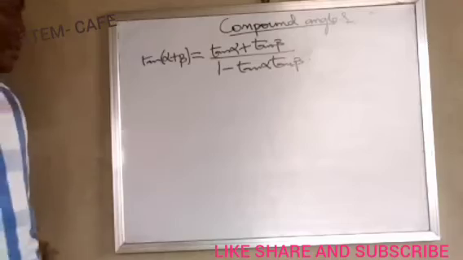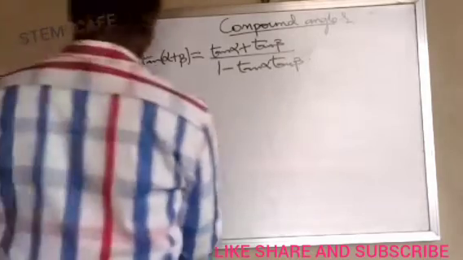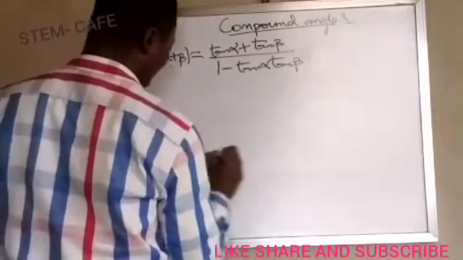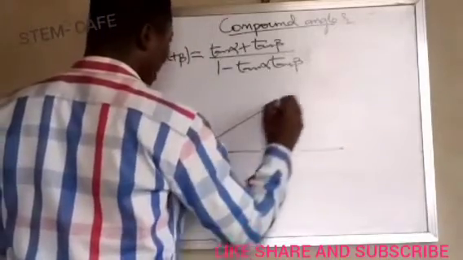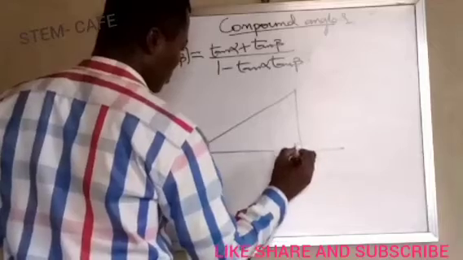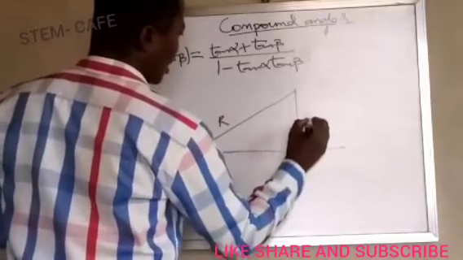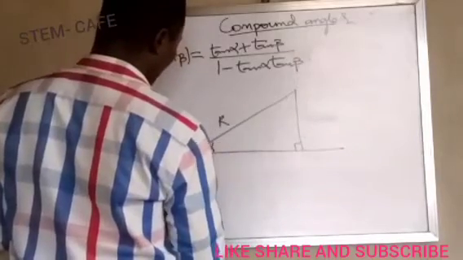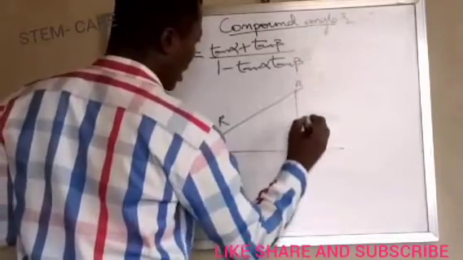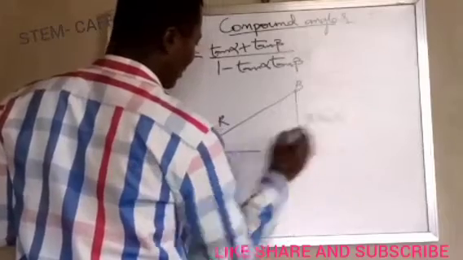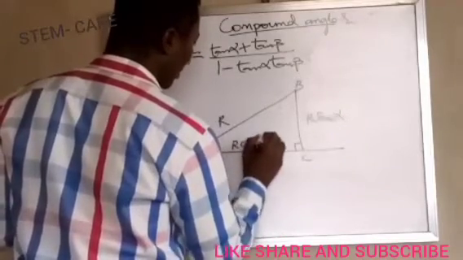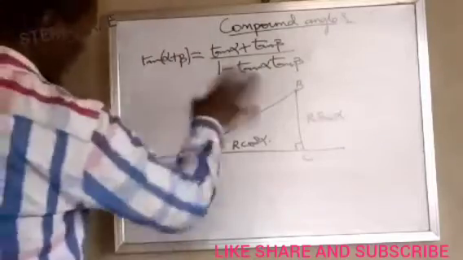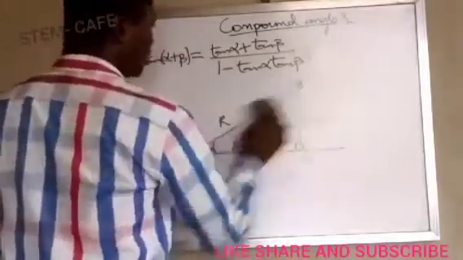Now to get the identity for difference of angles, let's start again with our right angle triangle. This is alpha, A B C. So r sine alpha, r cos alpha. Now let's reduce this angle by beta. We rotate clockwise. So it's going to give us something like this.